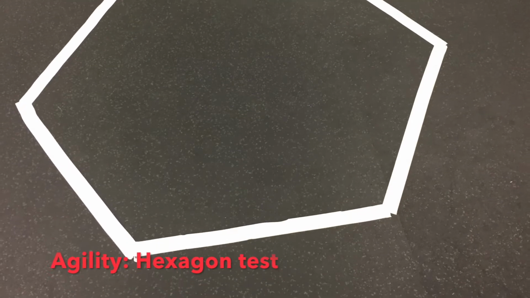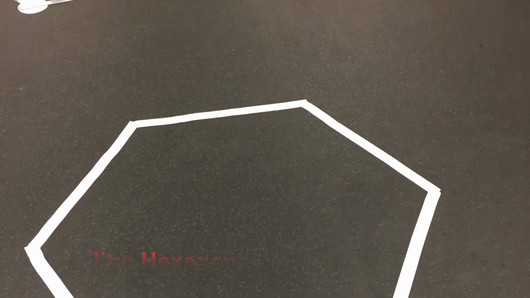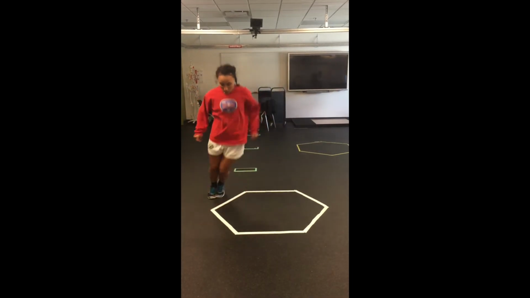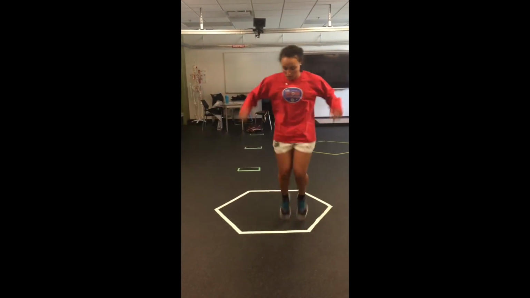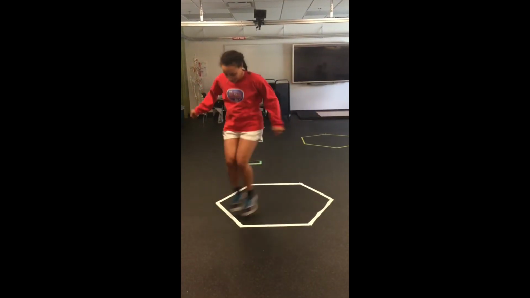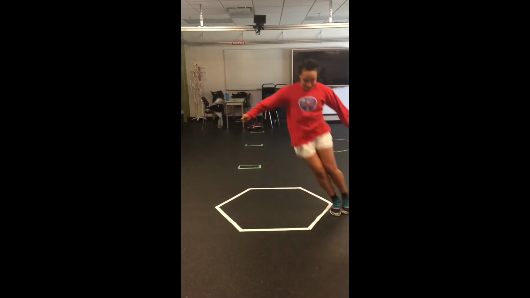The hexagon test will test agility. Goalkeepers must be agile. Begin in the middle and start by jumping with 2 feet over the first side of the hexagon and return back to the middle. Proceed to do this for every side, but do not completely turn your body. Go around the hexagon 3 times. This test is usually timed.